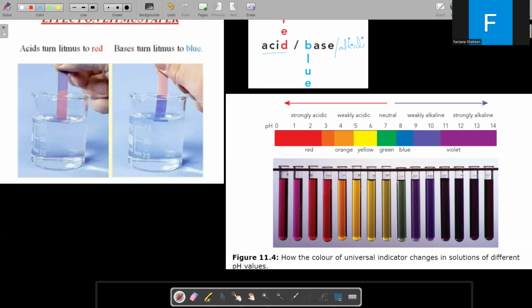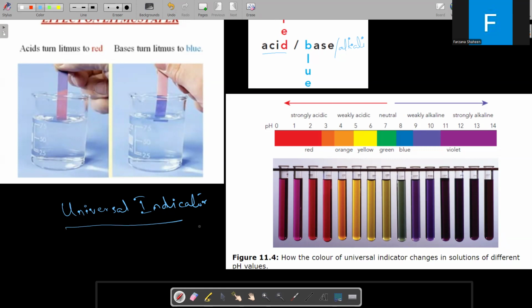Another commonly used indicator is the universal indicator. Now, this indicator is a mixture of many indicators. Now, why is this important? Because it gives a range of colors, depending on the relative strength, very, very specific. If you see here, for a specific pH, there is a specific color. So that's the universal indicator here.